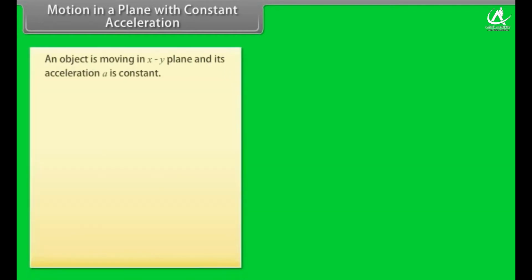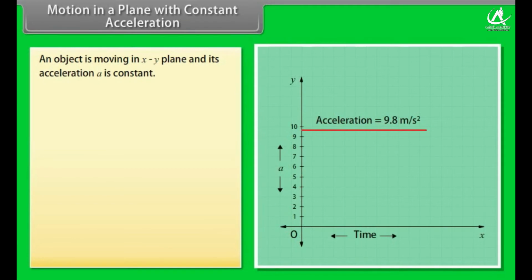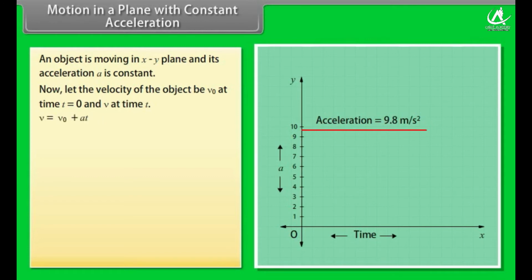Motion in a plane with constant acceleration. Let us take an example to understand. An object is moving in the xy plane and its acceleration a is constant. Now, let the velocity of the object be v naught at time t = 0 and v at time t. v = v naught + at. This is the equation in component form.